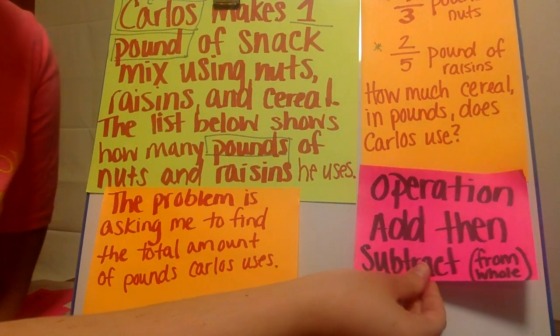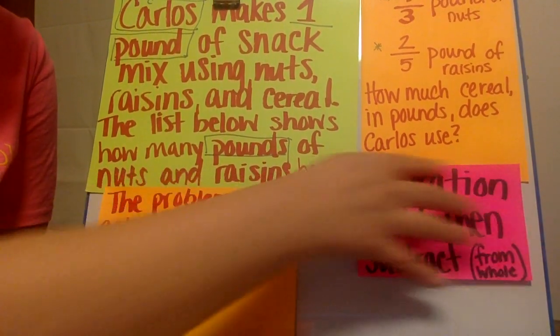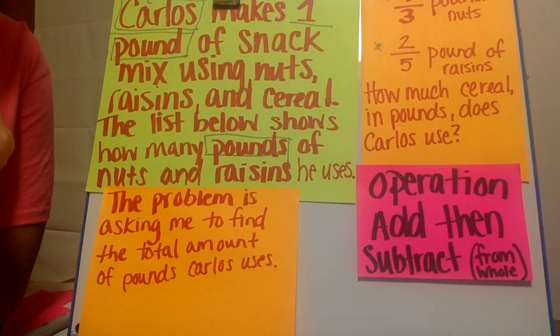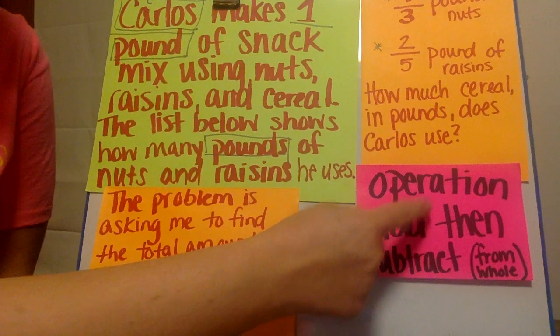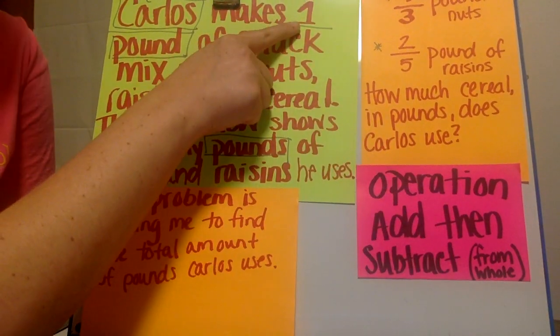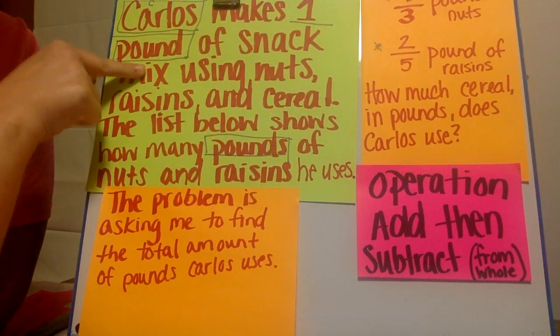So I started to think about my operation. I definitely want to add, because I want to combine the nuts and the raisins. But then I'm thinking I need to subtract from the whole, because it says here he makes 1 pound.